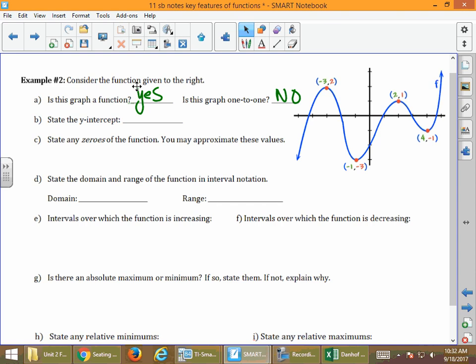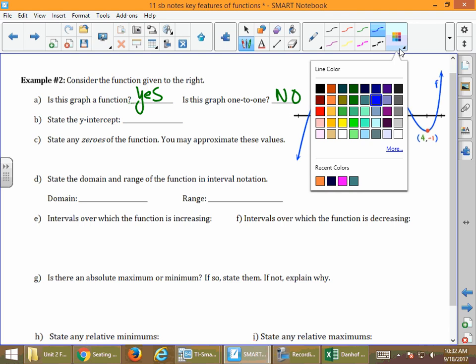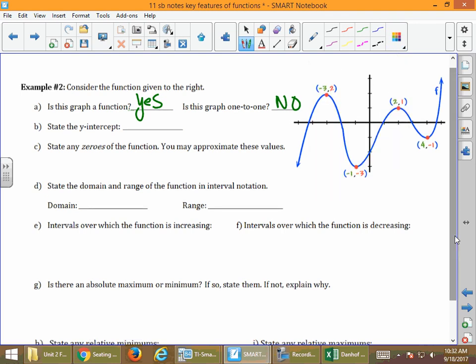Y-intercept. What's the y-intercept in this graph? Well, it's not particularly labeled, but if we look here, I want to pick a different color actually. There's our y-intercept. And it looks like it's (0, -2).